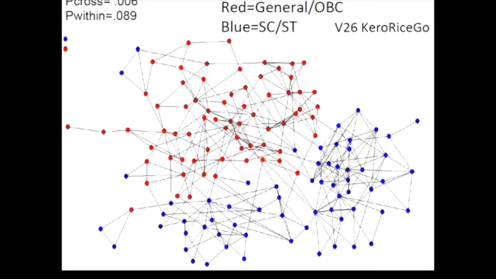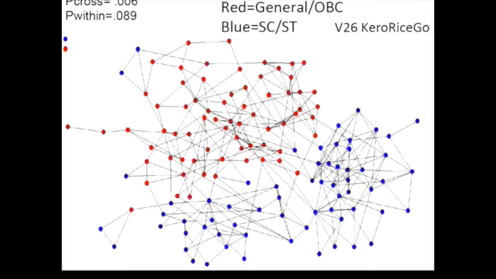This is a different coloring of the network. These are, again, the households. Here I colored them by caste. So the red and blue are differences between whether they're scheduled caste and scheduled tribes, which are the ones that are recognized for affirmative action, or not. And there you see a fairly strong homophily, a fairly strong cut in the graph. So there are going to be patterns in the graph that are quite strong. Here the probability of a link within is about 9%, and the probability of a link across these two groups is about 0.6%.